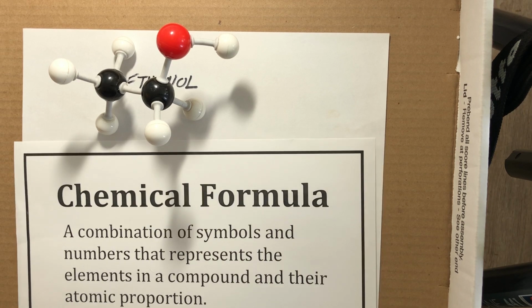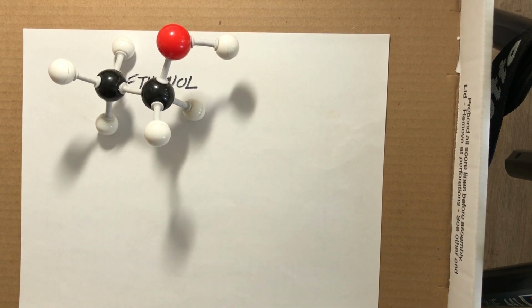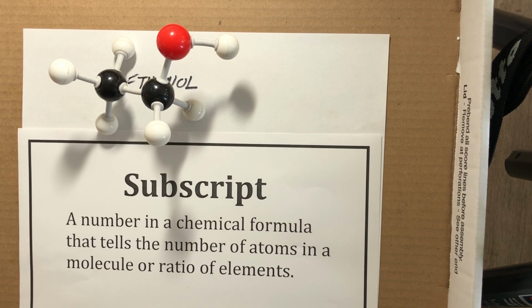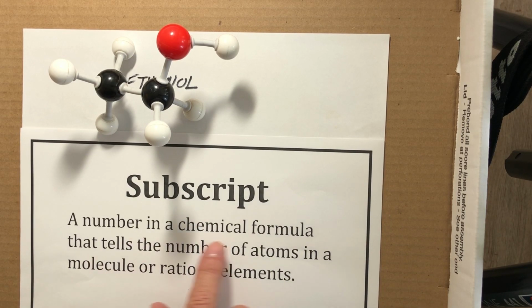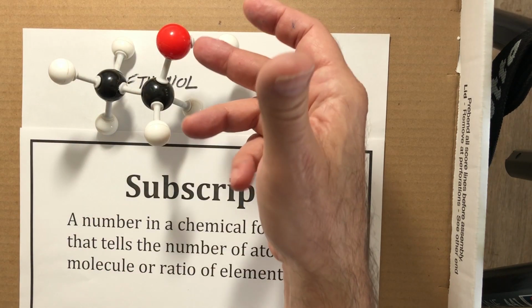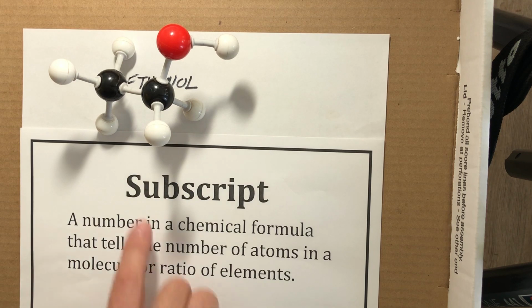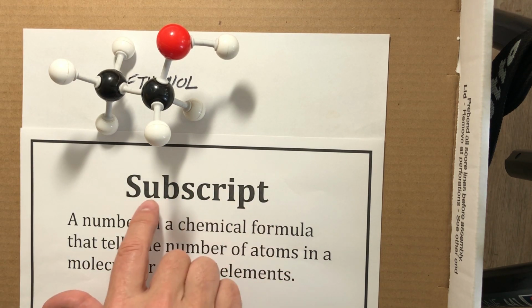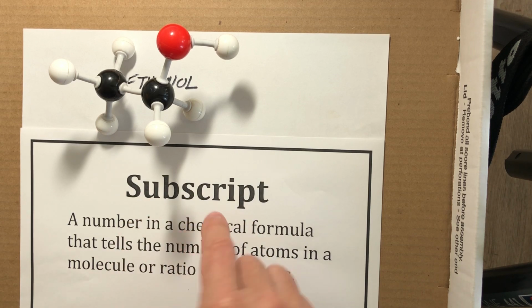So the question is, how do we write the chemical formula for any element as it goes into or comes out of a chemical reaction? We use a counting method, and we also use something called a subscript. A subscript is a number in a chemical formula that tells us the number of atoms in a molecule or ratio of elements. So how many atoms of hydrogen, how many atoms of oxygen, how many atoms of carbon. We call that a subscript. And literally that means written below, right? Sub is below, script is to write.